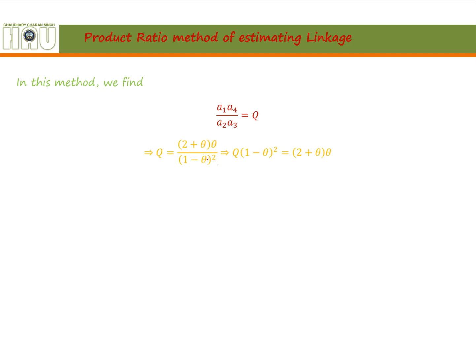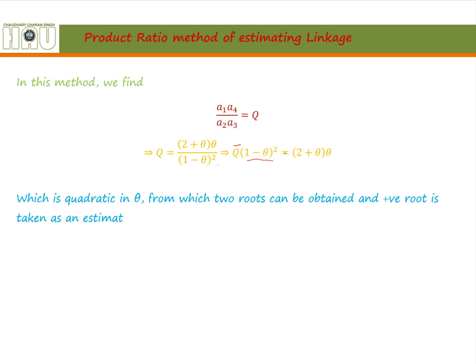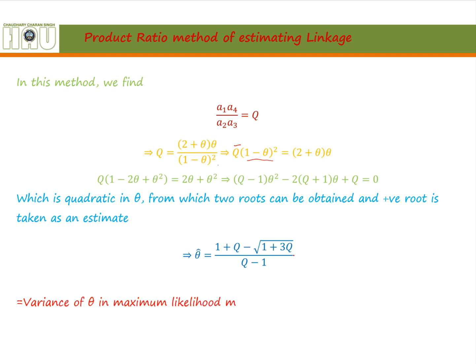And if I cross multiply these two terms, q times 1 minus theta whole square is equal to 2 plus theta. Now if I simplify it, then it becomes a quadratic in theta, from which two roots can be obtained, and the positive root is taken as the estimate. So you just simplify it, you will get this expression. And your theta will be 1 plus q minus the square root of 1 plus 3q upon q minus 1. You can find it out on your own.